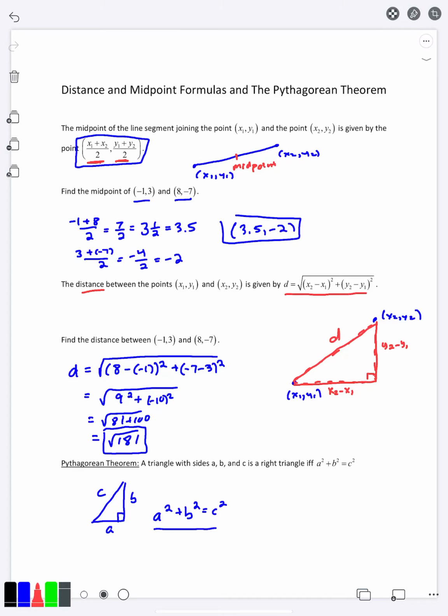So by the Pythagorean theorem, a squared plus b squared is c squared. The hypotenuse is d in this case. And if you just square root both sides, you can see this right here is how we get our distance formula. So since everyone knows the Pythagorean theorem, everyone should now know the distance formula.